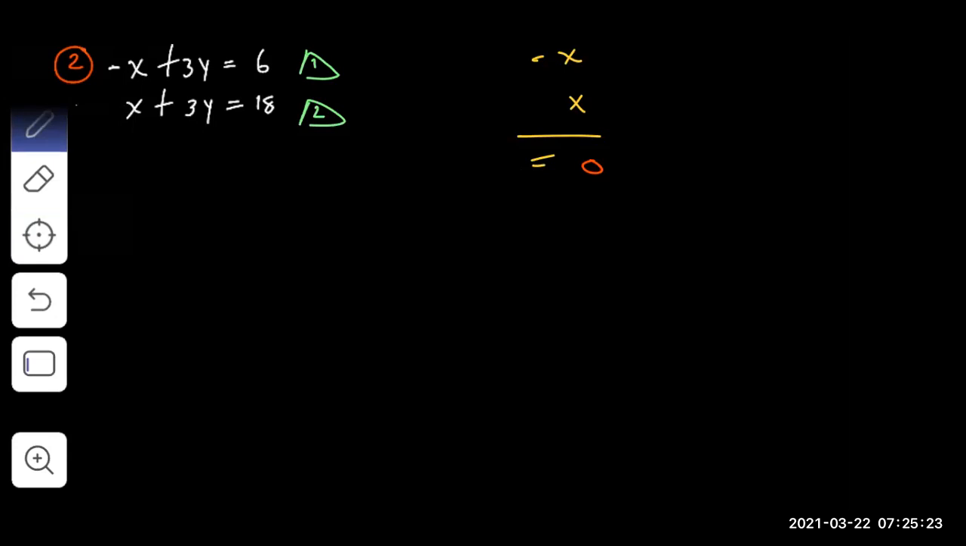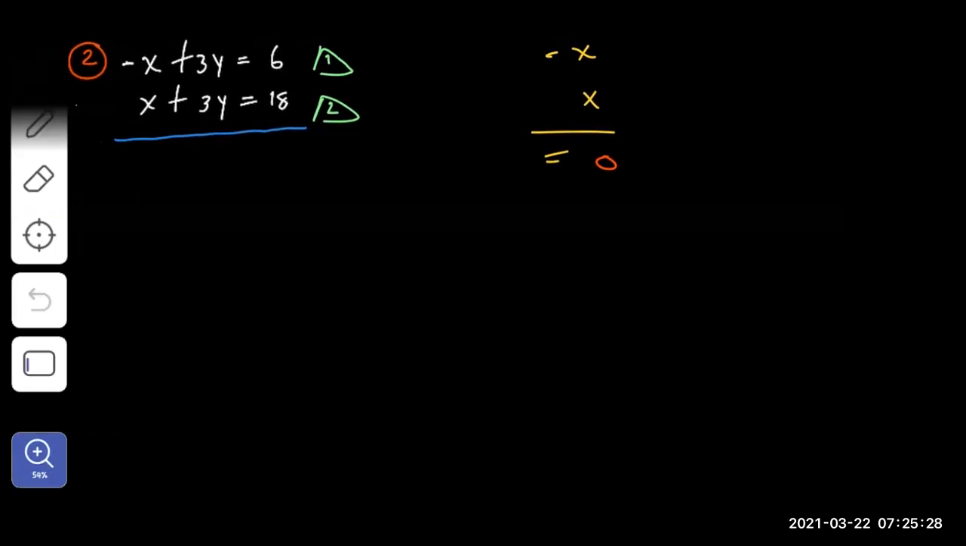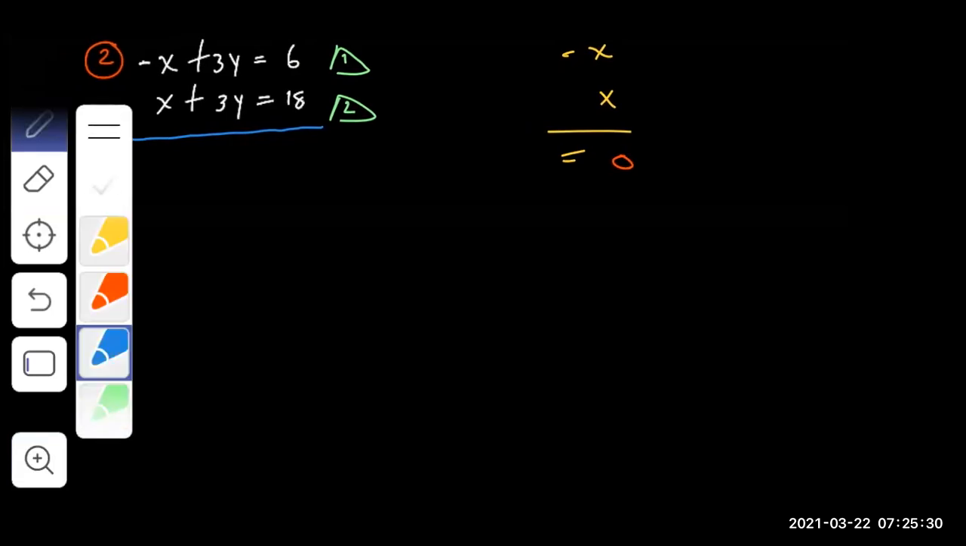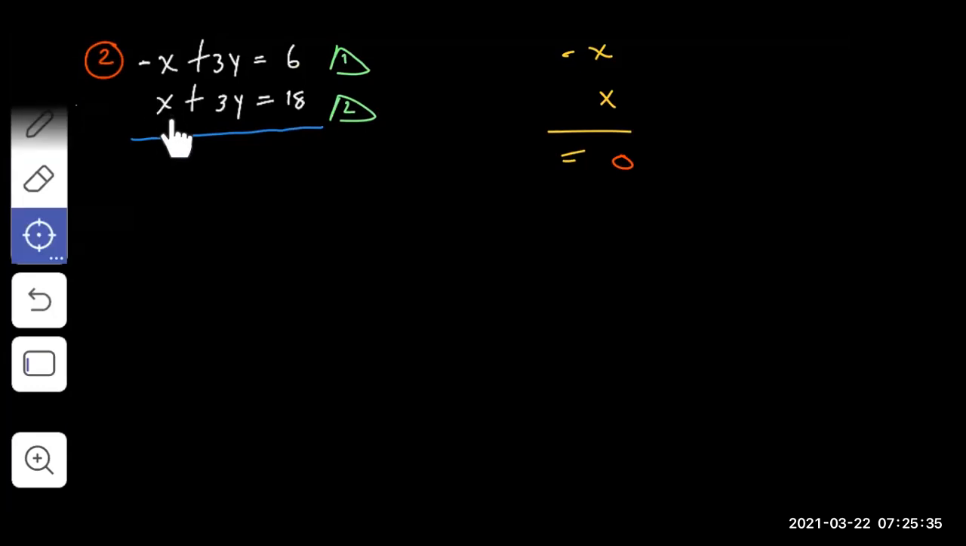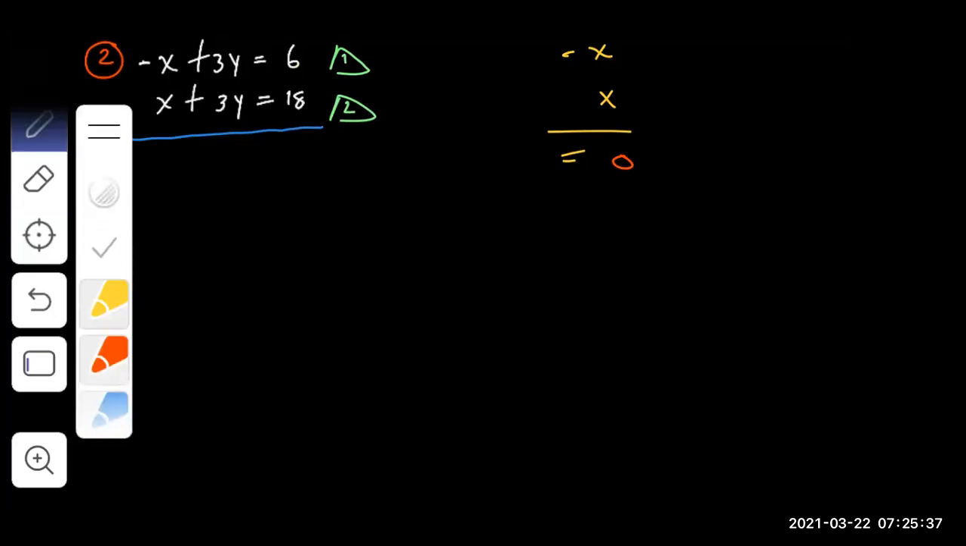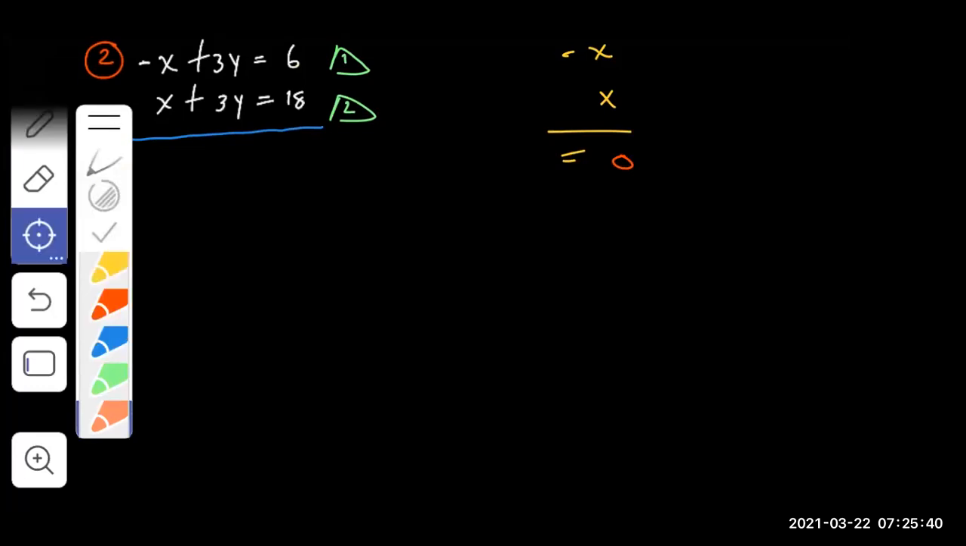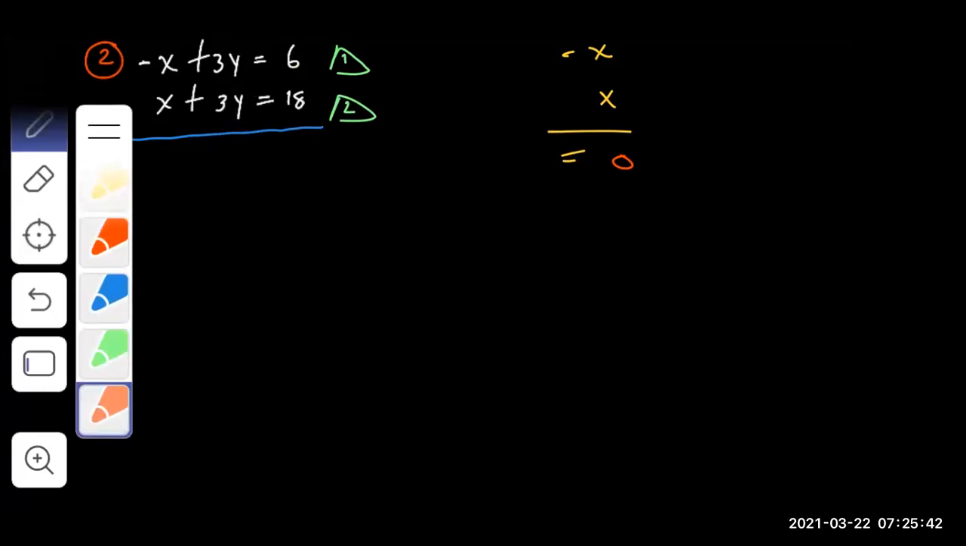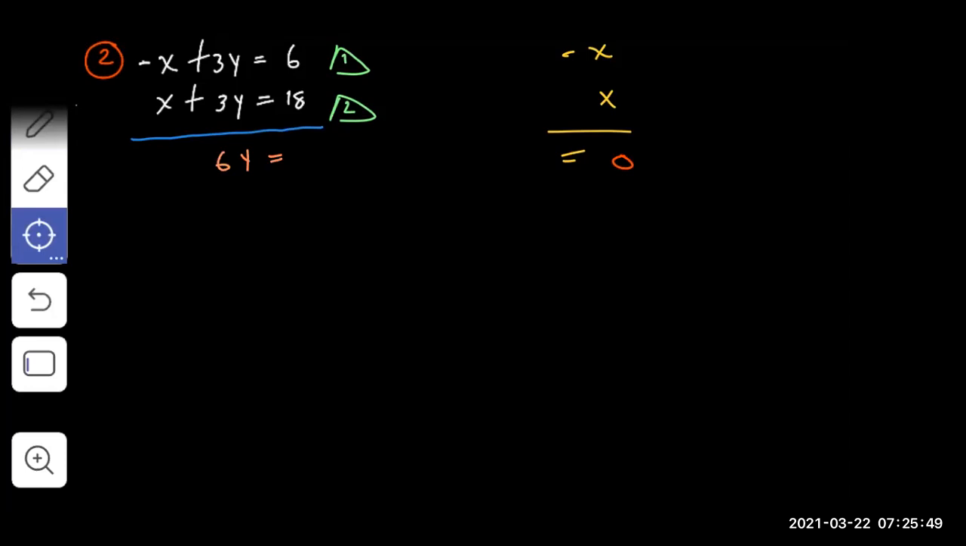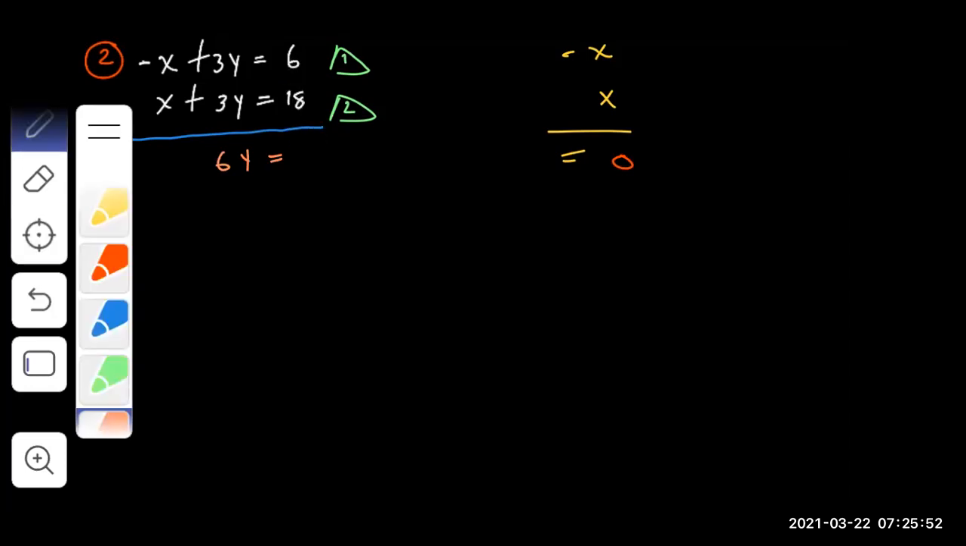But let's have a look at this, okay? And let's add. The first one, negative x plus x, what is that equal to? 1x minus x is 0. I'm not going to copy 0 because I don't need it. Then 3y plus 3y. What is that equal to? 3 plus 3 is 6, and 6y equals, and then the constant terms on the right side. 6 plus 18 is 24, right?